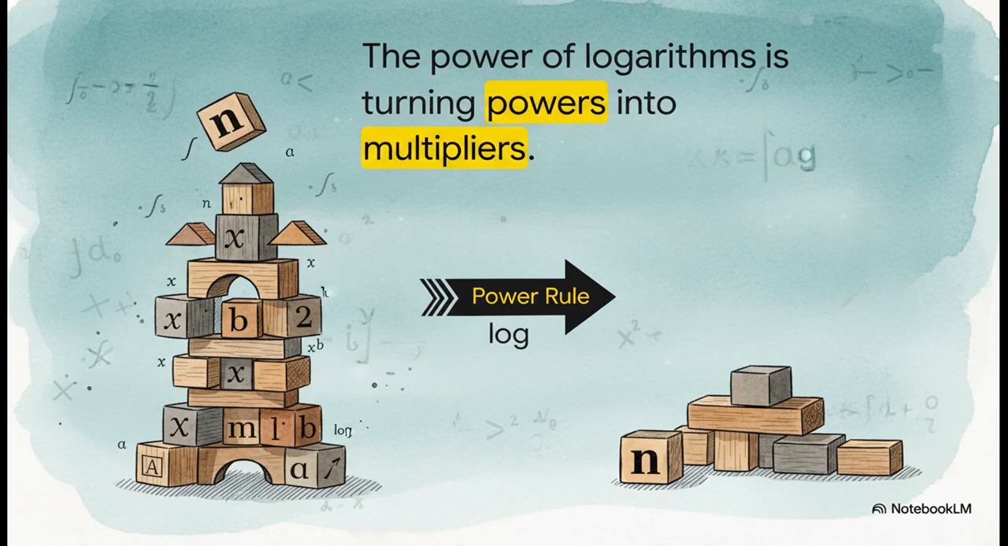Well, it's actually pretty cool. The real magic of logarithms is their ability to turn these complicated powers into simple multipliers. It basically brings the complexity of an exponent down to the ground level, turning it into basic multiplication. And it can do this because, at their core, logarithms are exponents.